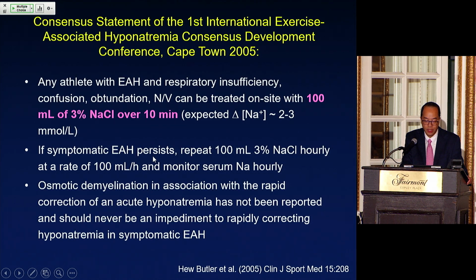This is obviously a patient that has acute symptomatic hyponatremia, so they need rapid correction. And one of the recipes that's considered to be easy to remember and safe is to give 100 mils of 3% saline over 10 minutes. That raises the sodium by about 2 to 3, and you're allowed to repeat that as needed, depending on the serum sodium.